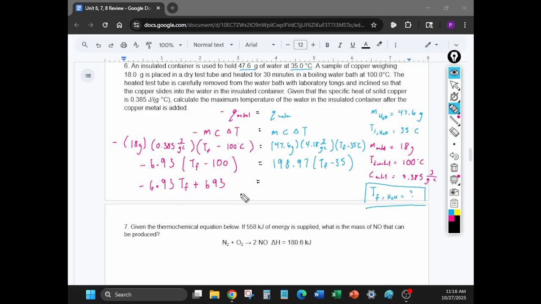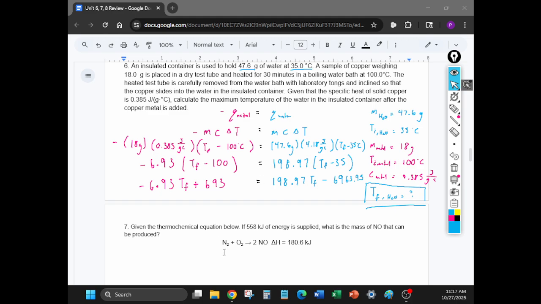Okay. And then on the right side, we're going to distribute as well. 198.97 TF, this time minus because of the negative sign. And we're going to do 198.97 times 35. And that should give you 6963.95. Okay. All right, so far so good with the algebra.